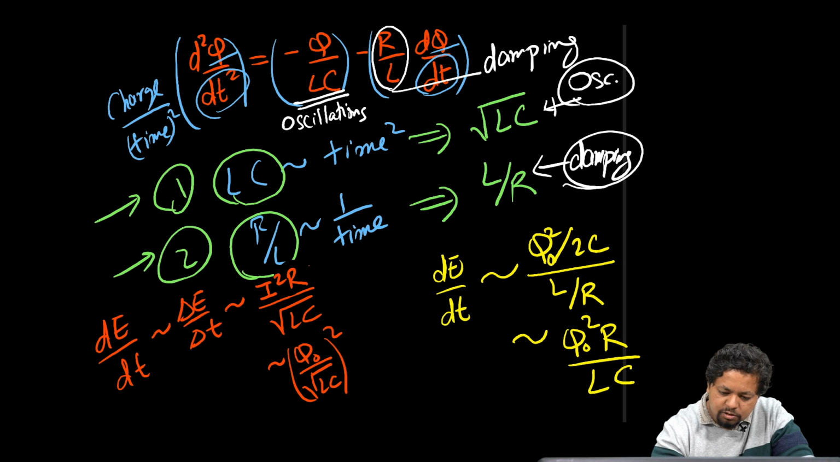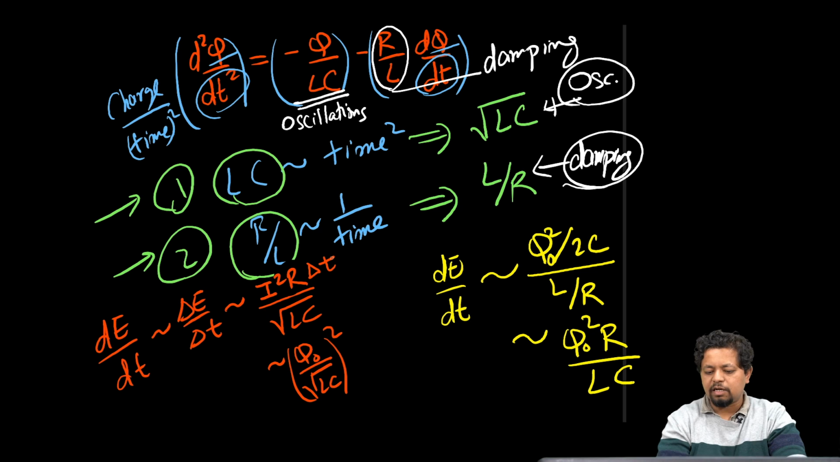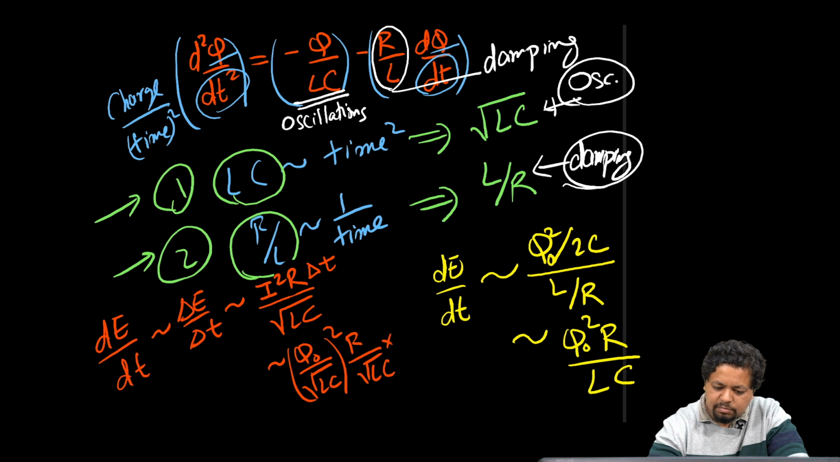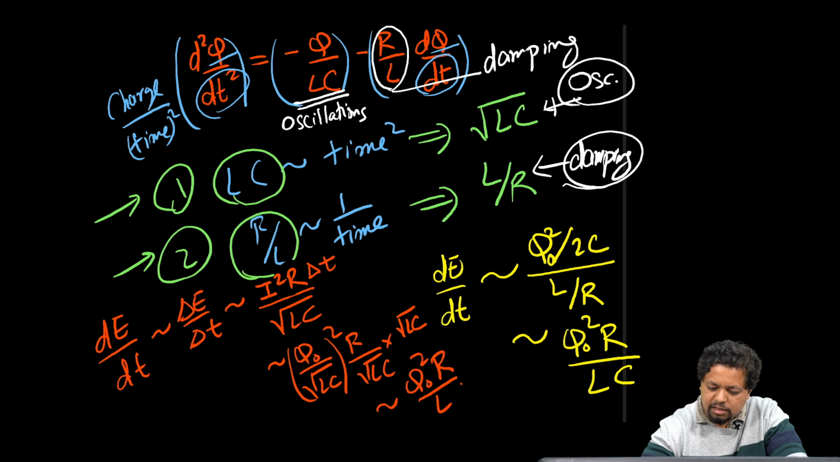Delta E is Joule heating, which is I squared times the time delta T, which is again of the order of the oscillation time period. So I squared is Q naught by square root LC, whole squared, times R by square root LC, times delta T, which is of the order of square root LC. So as a consequence, I get here Q naught squared R by LC.